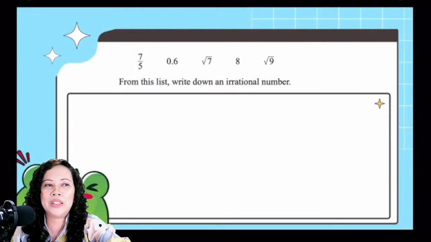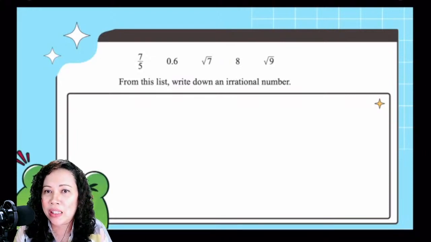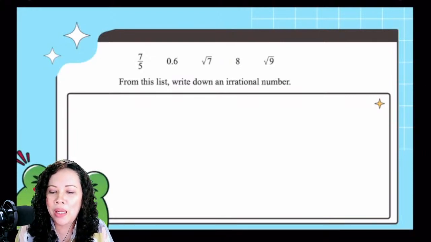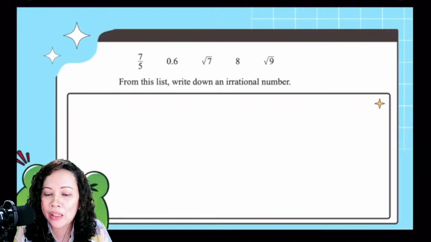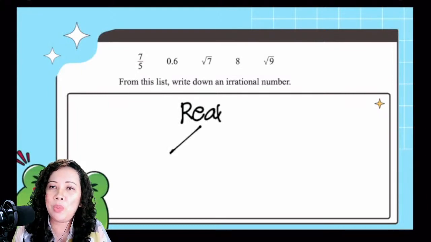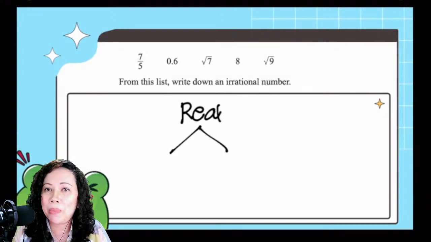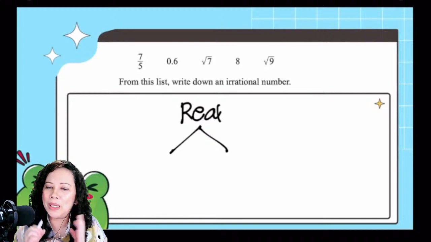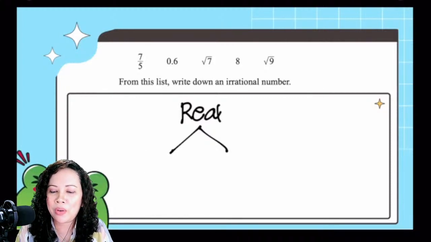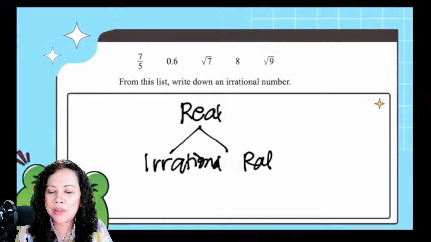Okay, so now we move on to the next topic, which is on rational and irrational numbers. We know that both of these numbers are under the real number system. When we say real number system, that means that they exist, they are real. And they are being split into two types: we have your irrational and rational numbers.